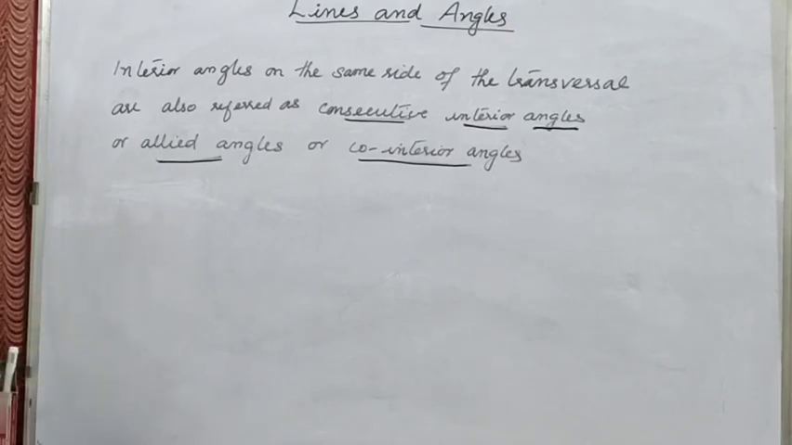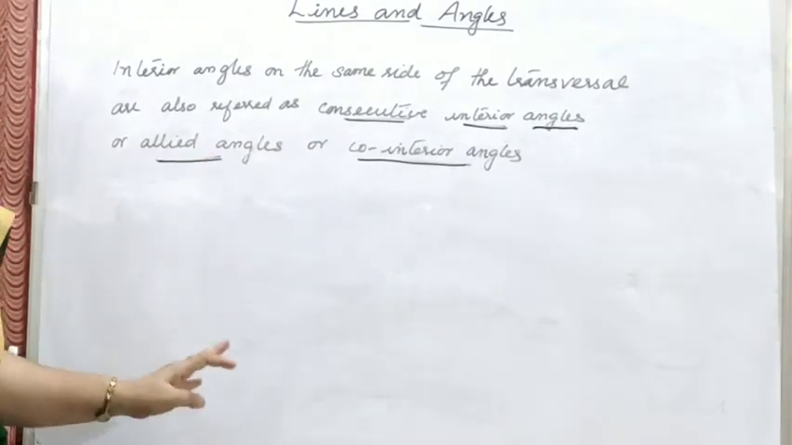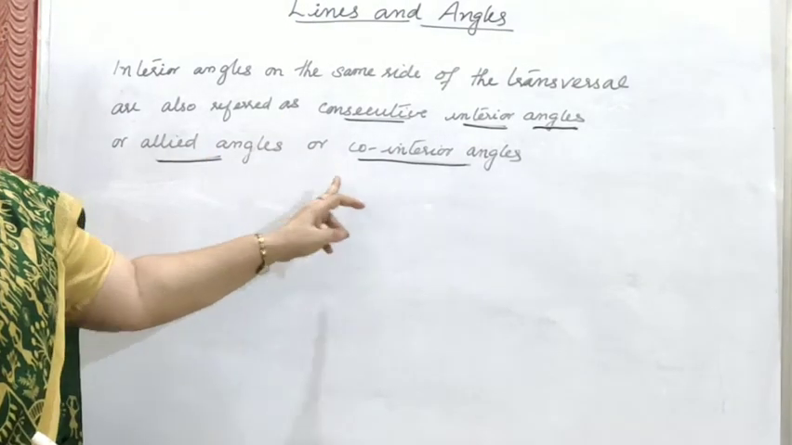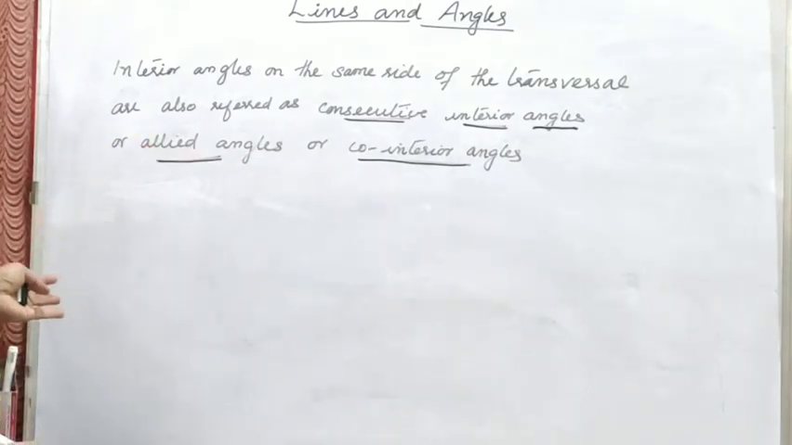Interior angles on the same side of the transversal are also known as consecutive interior angles, allied angles, or co-interior angles. Co-interior angles is a very familiar word to us. You can also see other names, consecutive interior angles or allied angles. So these are the names you should remember, but commonly we will use co-interior angles only.